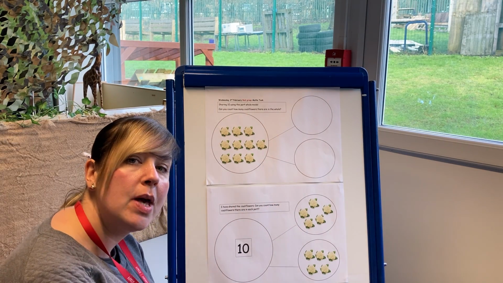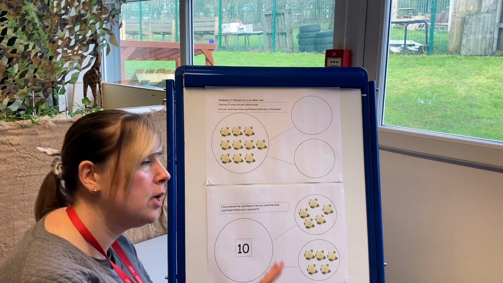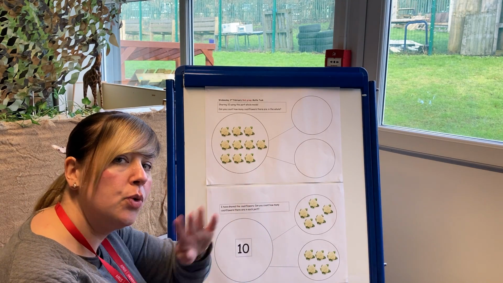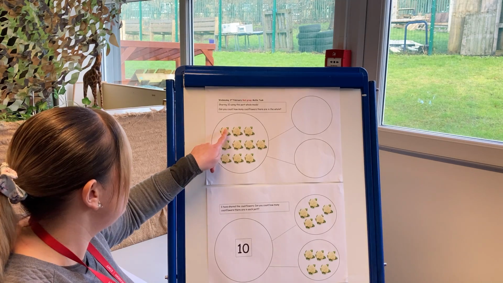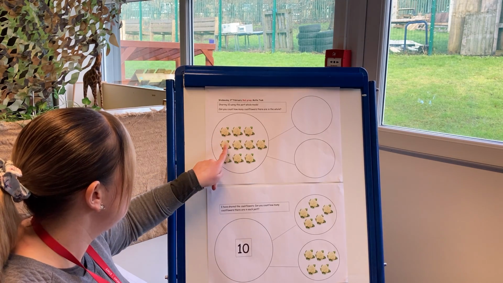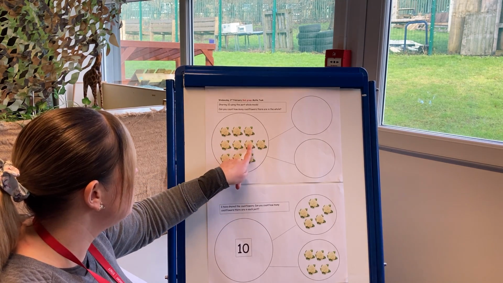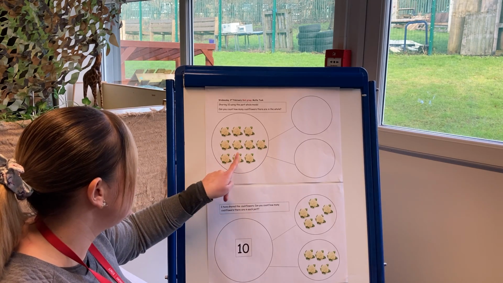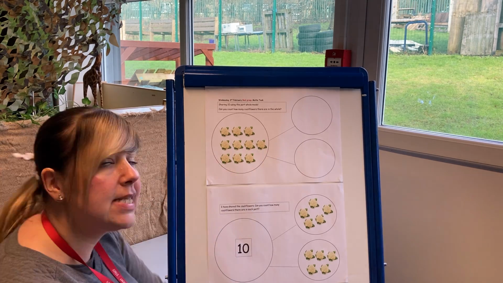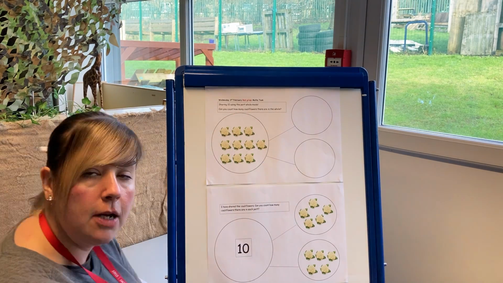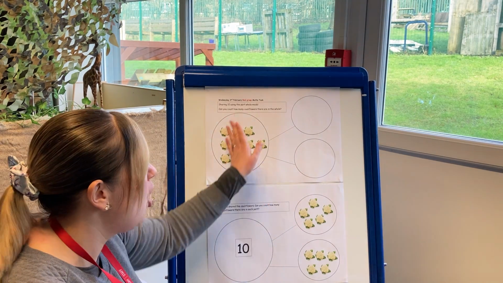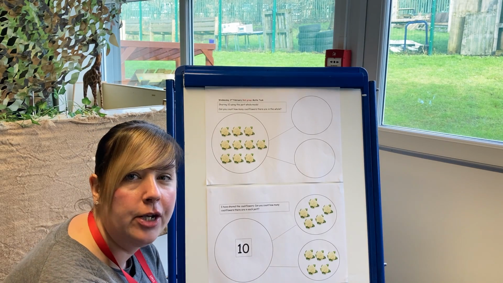Okay, so we're going to do that bit together now. So you can look at mine or you can look at yours at home. Okay, ready to count them? 1, 2, 3, 4, 5, 6, 7, 8, 9, 10. Okay, so there are 10 cauliflowers in the whole. That's all that it's asking us to do on that page.